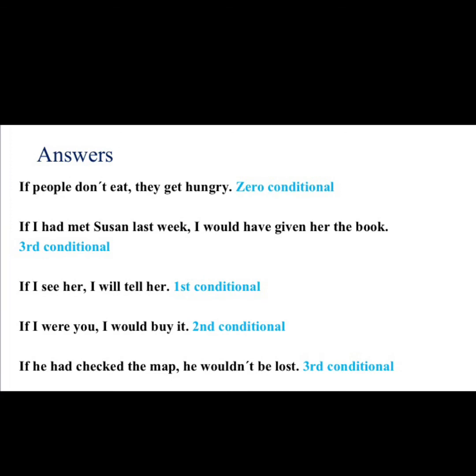Okay, in the first sentence, we have the zero conditional because we have simple present in both clauses. In the second, the third conditional because in the if clause, we are using the past perfect, and in the main clause, we are using would plus have plus past participle. In the third, first conditional, there is simple present and simple future. Fourth, simple past plus would plus infinitive, making it second conditional. In the fifth, the third conditional, because in the if clause we have the past perfect, and in the main clause, wouldn't plus have plus the past participle.